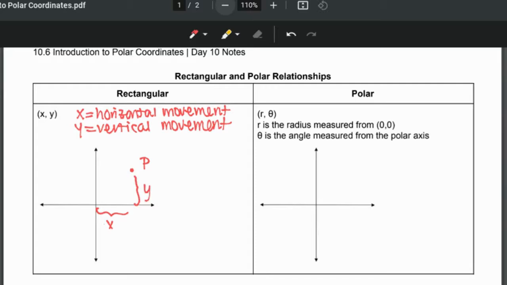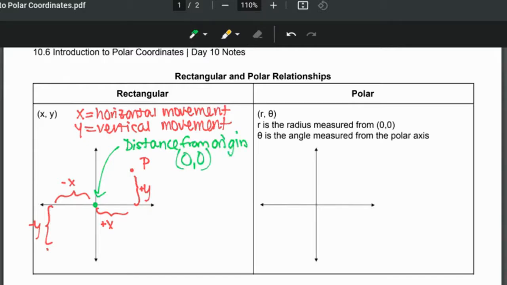So you could have a positive x coordinate, a positive y coordinate. You could also have a point where you would have a negative x coordinate. You could also have a negative y coordinate, or a combination of any of those. The special point that we refer to is the distance from the origin, which is located at 0, 0. And so you could be a horizontal distance away, you could be a vertical distance away, you could even measure a diagonal distance away from the origin.